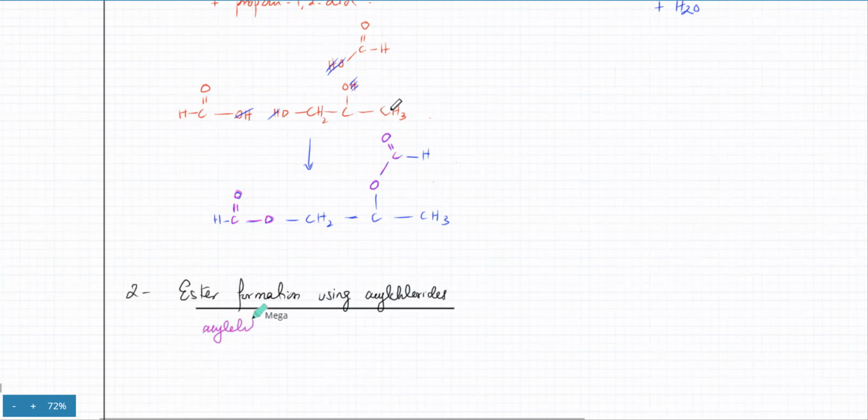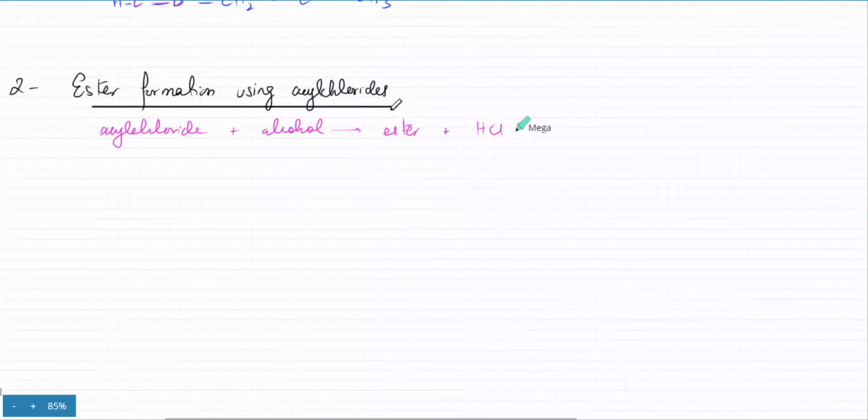So you have an acyl chloride, plus you have an alcohol. They react together and they form an ester, and instead of a water molecule, they form an HCl molecule. So that's pretty much the only difference. Otherwise, the reaction is very similar. Take an acyl chloride, for example, CH3, C double bond O, and Cl, and react it with an alcohol. Let's say there is CH3 and CH2 and OH.